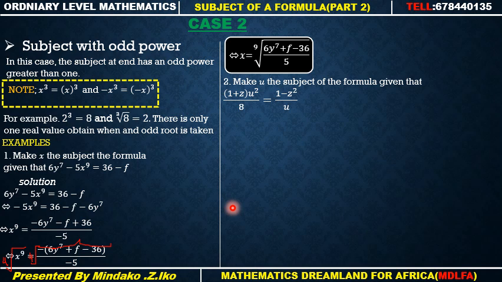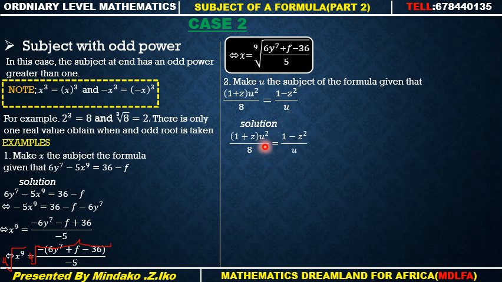Okay, now example 2. Make u the subject of the formula, given that 1 plus z times u squared divided by 8 is equal to 1 minus z squared divided by u. Okay, problems of this nature, the best thing for you to do is just to cross multiply. If you cross multiply and rearrange, you find that it will be easy for you to make u the subject of the formula. Okay, so let's look at the solution.